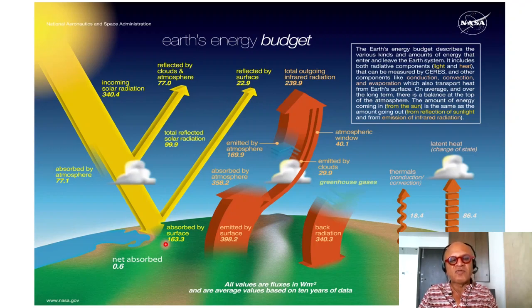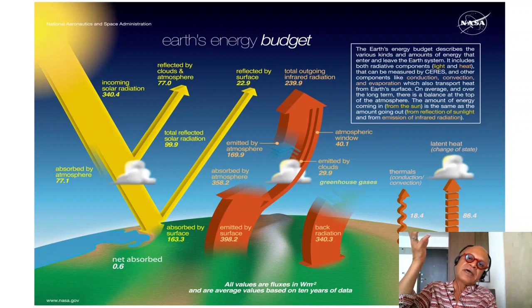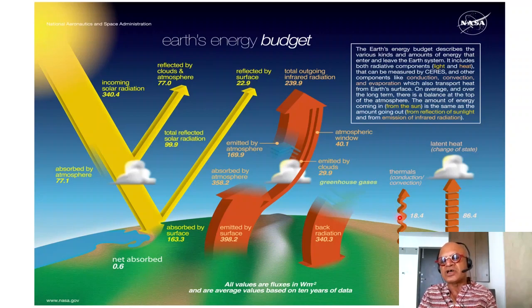The rest of the energy absorbed by the surface is 163.3, and net absorbed here is 0.6 because you are moving energy into evapotranspiration. So that's 86.4. That is the latent heat, which is evaporation and evapotranspiration. Evaporation is basically molecules of water being pulled out of the lake, soil, and oceans, and evapotranspiration is basically water that is cycling through the vegetation before coming out as water vapor. Okay. Thermals, conduction and convection is a small number at 18.4.